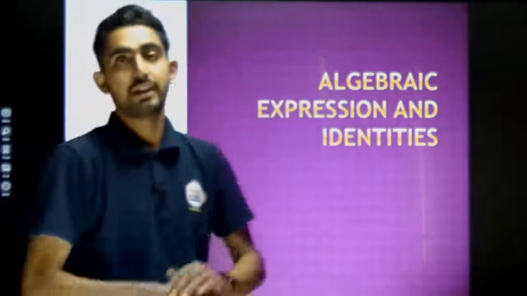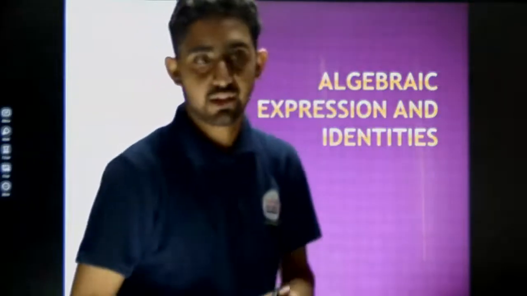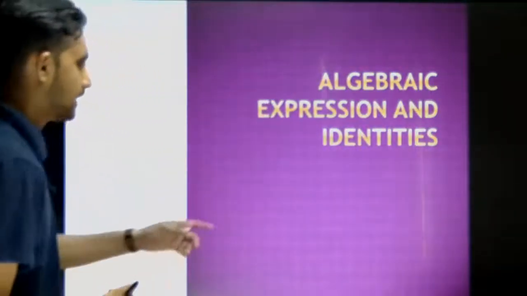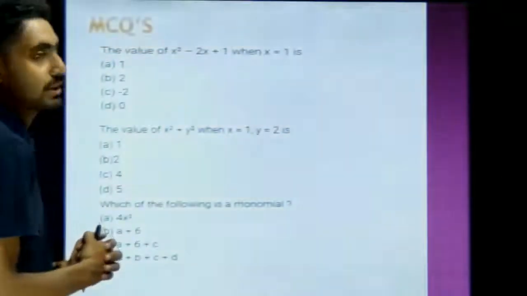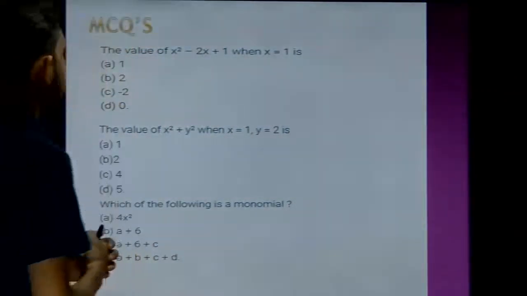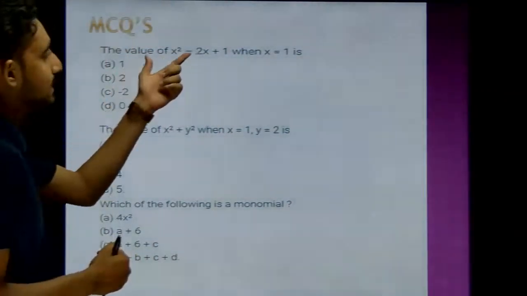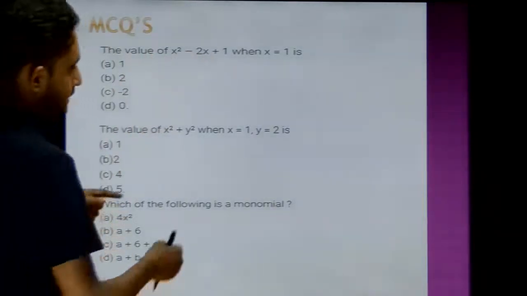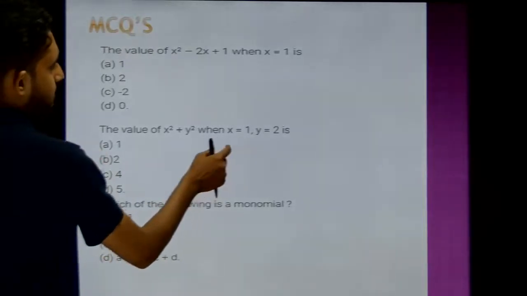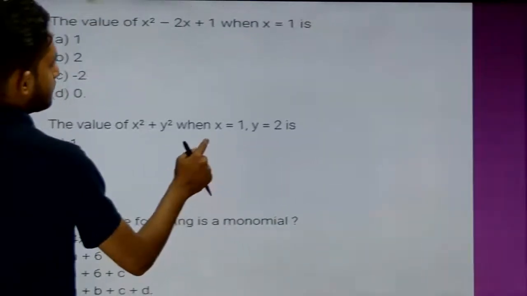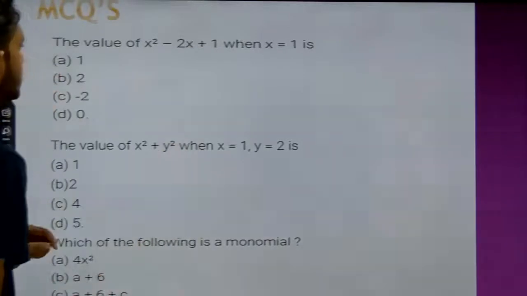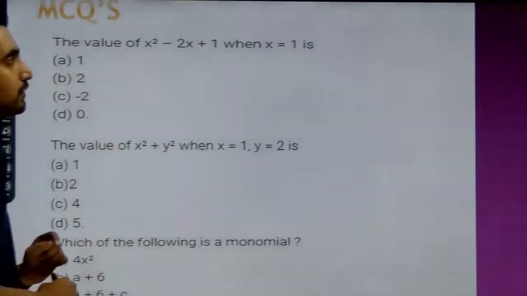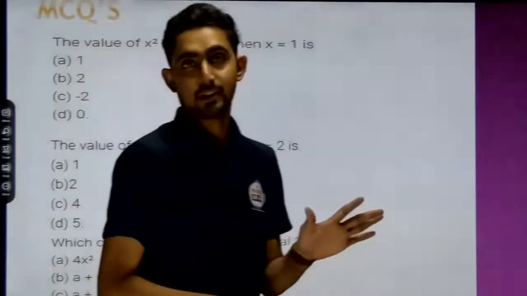So, okay students, today we will start algebraic expressions and identities, very important MCQ questions. Let's see here in front of you. First question: the value of x square minus 2x plus 1 when x is equal to 1 is what? I will just explain this question, just check it properly. The value of x square minus 2x plus 1 when x is equal to 1 is equal to what?